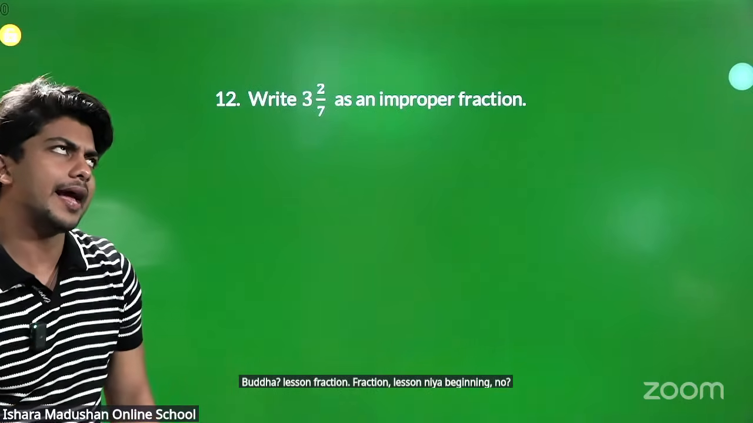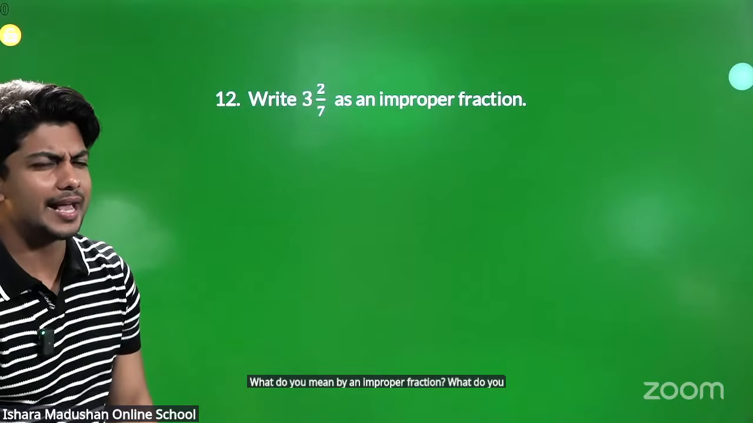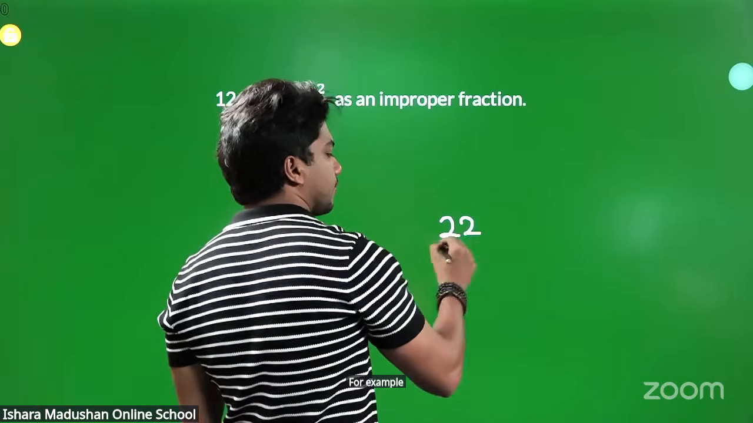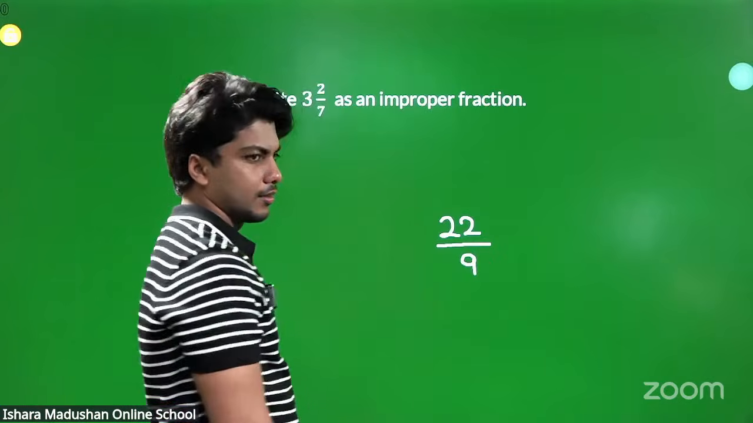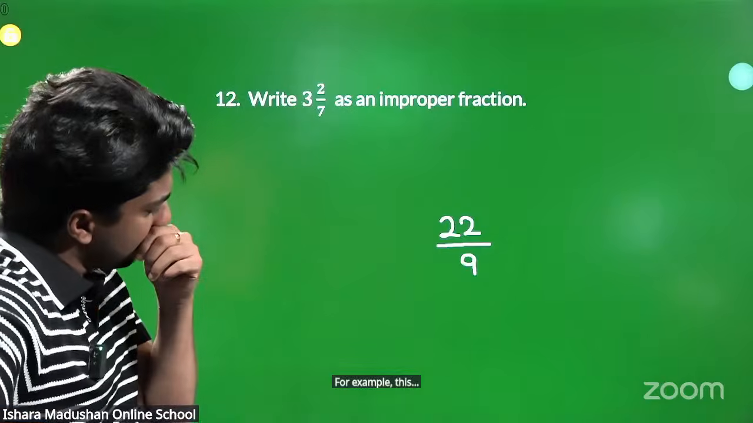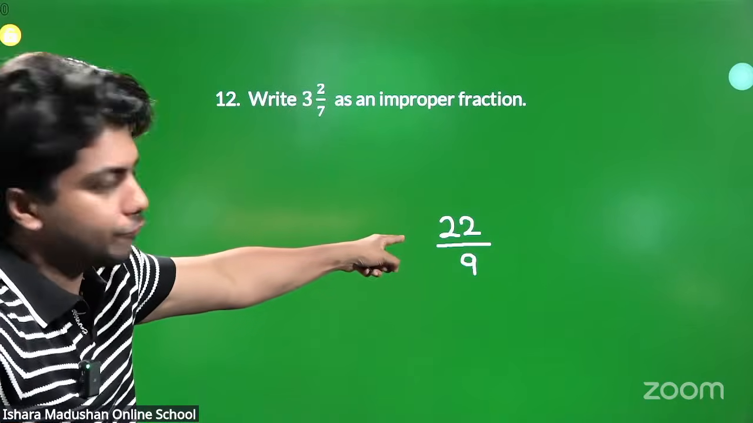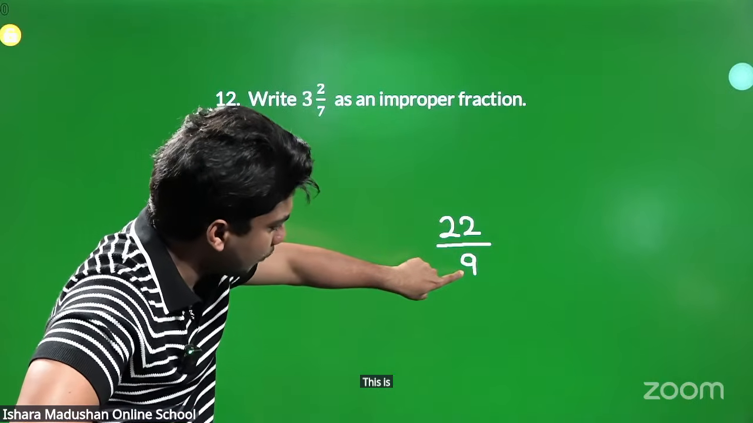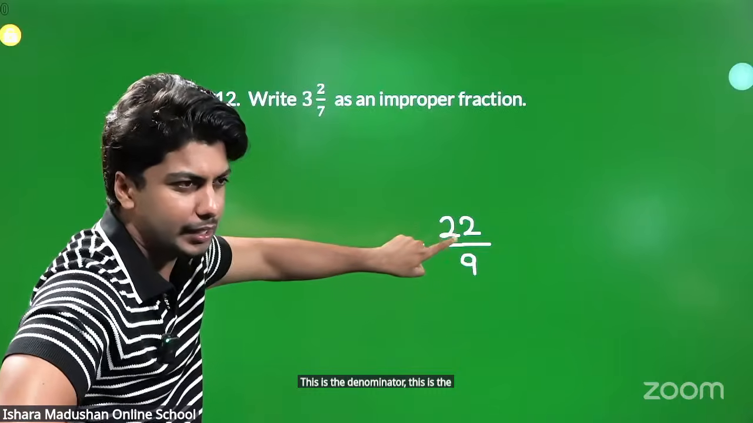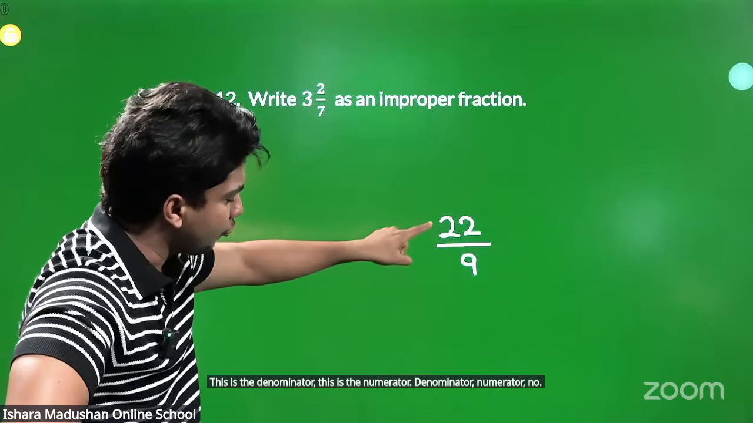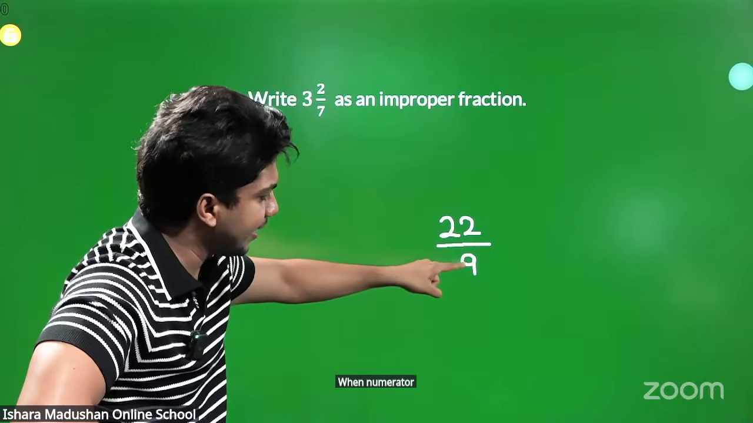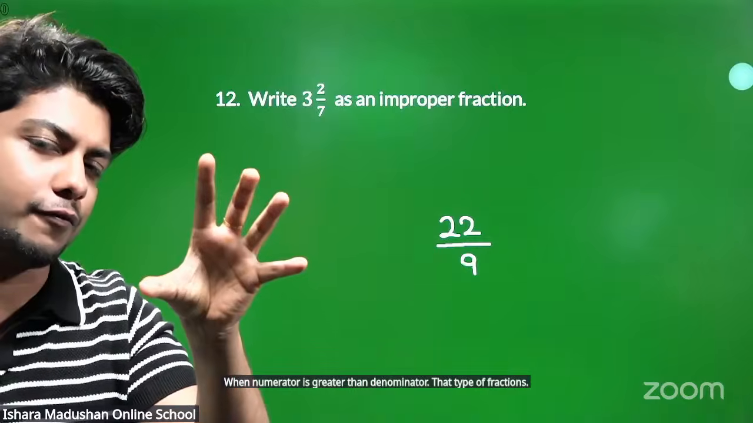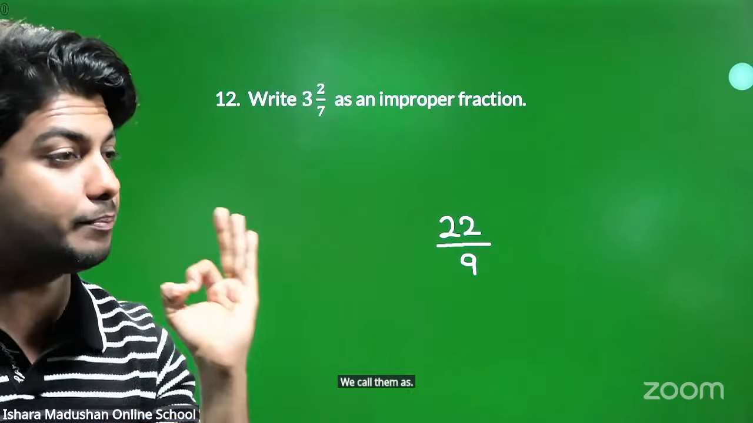What do you mean by an improper fraction? For example, this. When I consider this fraction, you can see, this is the denominator, this is the numerator. When the numerator is greater than the denominator, we call that type of fraction an improper fraction.